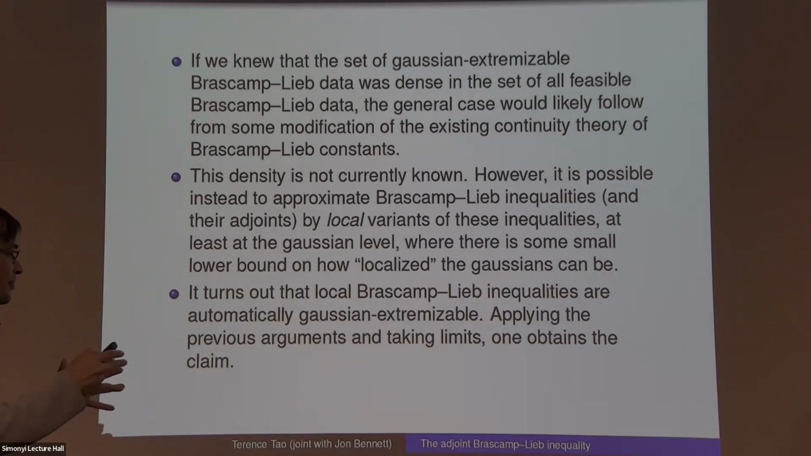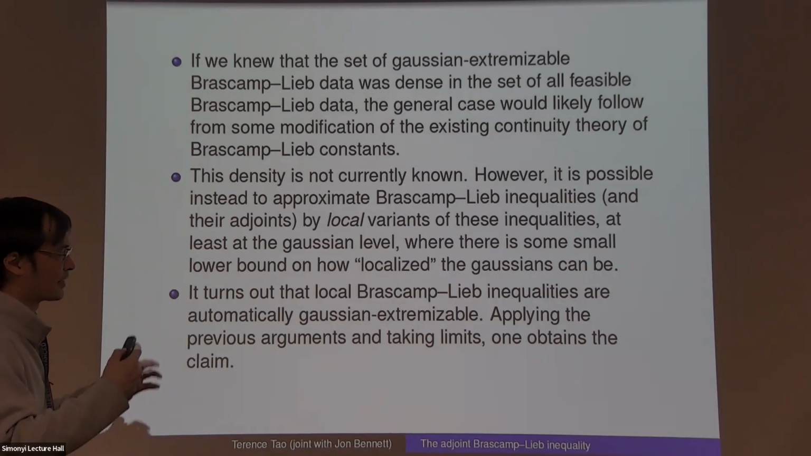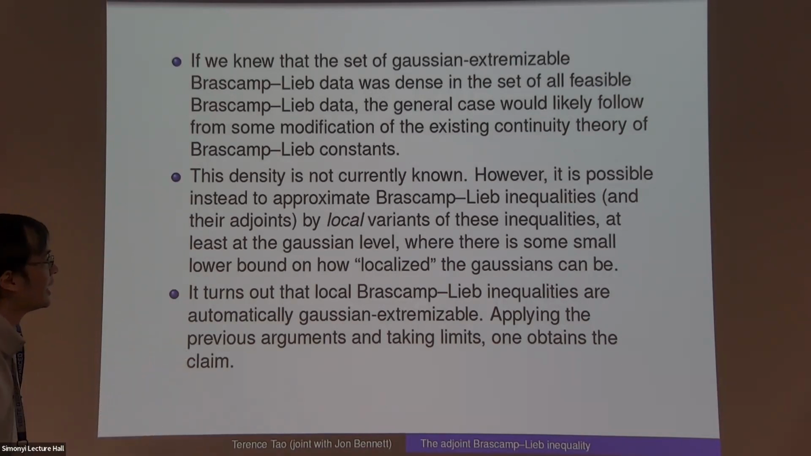And if you blur things out this way to localize, you can call it local or discretizing, it sort of depends on your point of view. But if you localize these inequalities, then they automatically become Gaussian extremizable, it turns out. There's enough compactness now that extremizers exist.